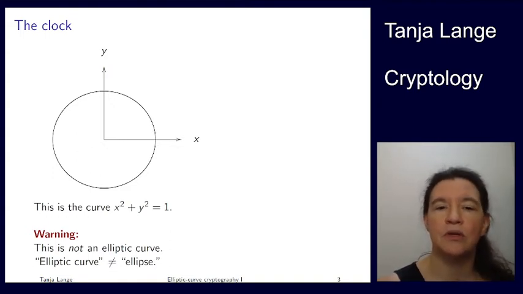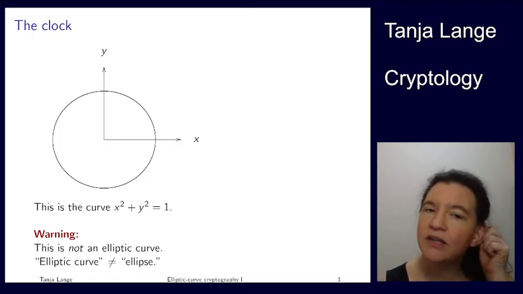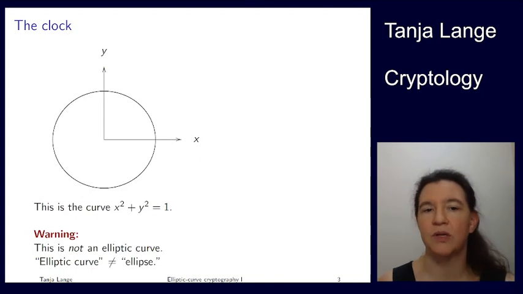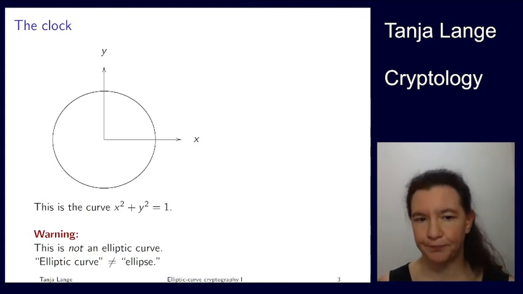So our points on this clock here, well, they all satisfy that they're distance 1 away from the center of this clock. So they all satisfy that when you take the x-coordinate squared and you add to it the y-coordinate squared of this point, then you're getting 1.